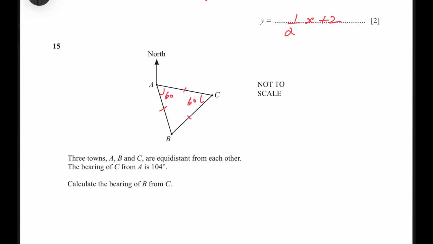Okay. The bearing of C from A is 104. The bearing of C from A, that means this angle is 104. Calculate the bearing of B from C. So we have to calculate the bearing of B from where? From C. First of all, make a north direction over here from C. Okay, so just make a north direction. And from B, so basically we have to go clockwise and we have to find this angle.